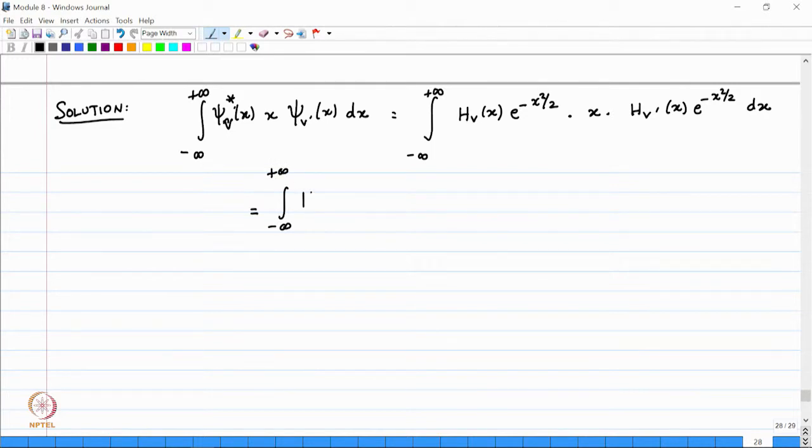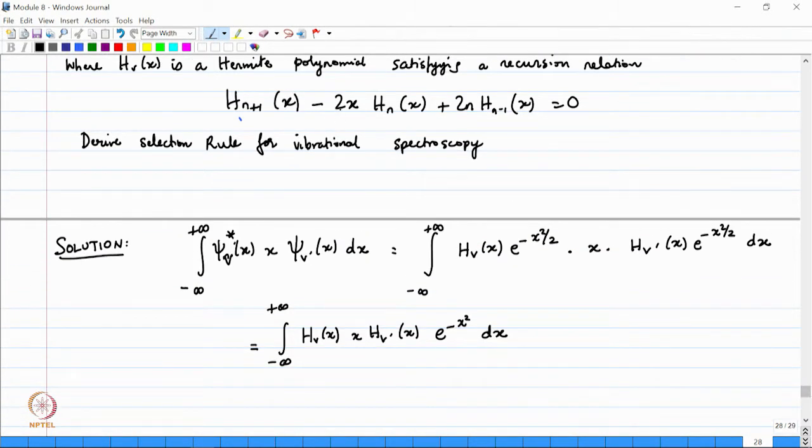Now, what we have is the integral of h v of x, x h v prime of x, e to the minus x square dx. Now, what we will do is we will take this x times h v prime of x. We will use the recursion relation in the following form. So, if you rewrite this, what you can show is that this is equal to half integral from minus infinity to plus infinity h v of x. Now, I take the x h n on the right.